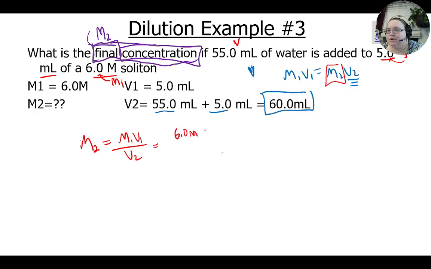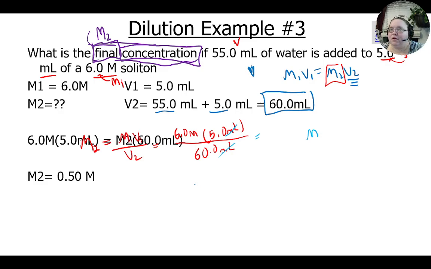6 molar times 5 milliliters divided by V2, 60 milliliters. I can check my units. Milliliters cancels out. We were left with molarity. Molarity is what we want. So, handy dandy calculator. Oh, it is going to cover it up. So, 6 times 5 divided by 60 gives me 0.5 is what your calculator is going to say.